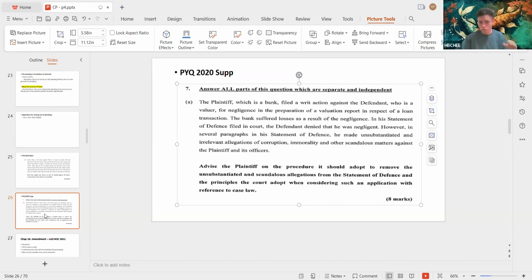So the structure of your answer is your intro, to advise the plaintiff to strike out, then the procedures, and then the issues, and your conclusions. That's all for this question. Are we okay?